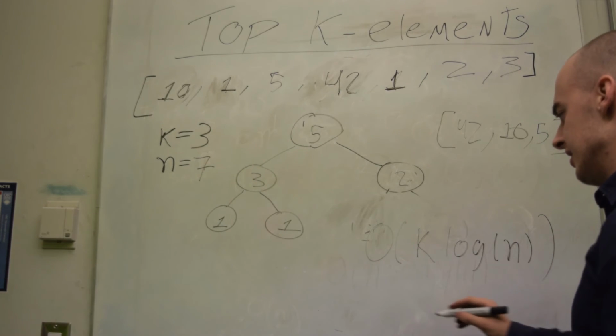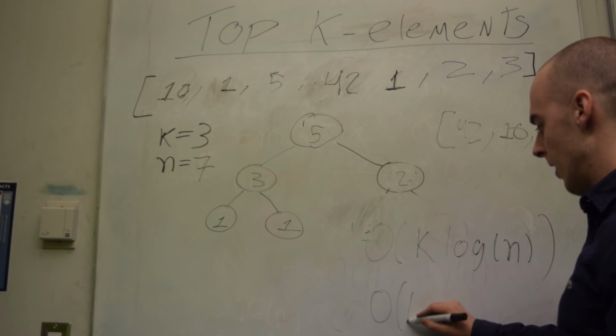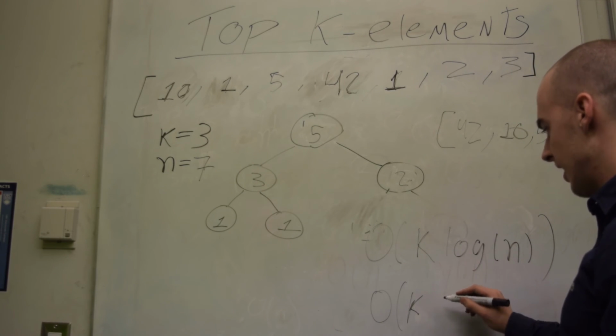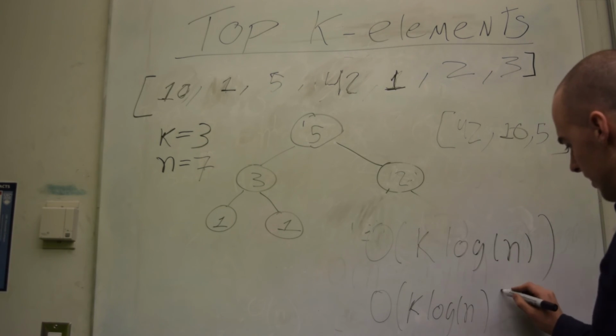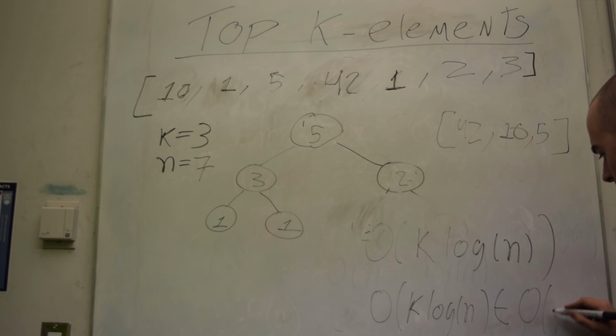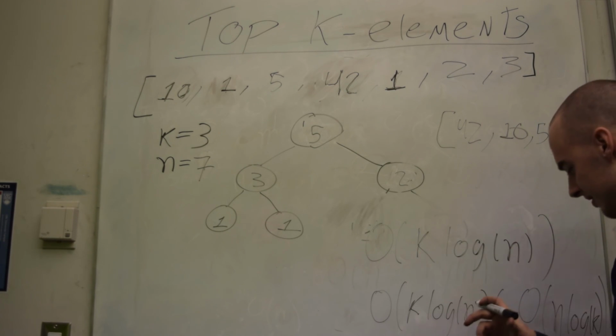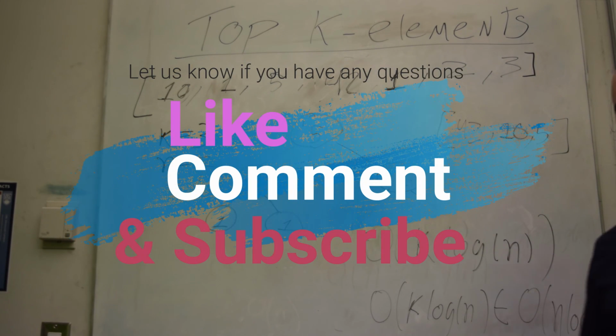And this is the optimal algorithm that we know of. As we can clearly see, big O of k log n is within big O of n log k, so it runs faster. And this is our optimal algorithm.